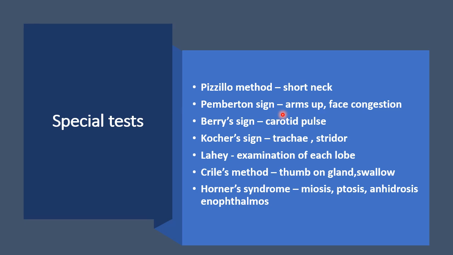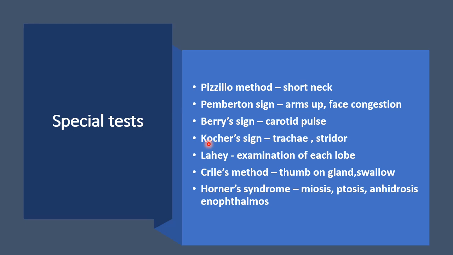Both the arms, and this is to detect congestion due to the thyroid on the main veins at the inlet of the thorax, especially the brachiocephalic vein and all that. So as a result, they cause congestion. Then this is your Pemberton sign. Berry sign, press on the carotid. The pulse becomes absent when you press on the lump, the thyroid lump.